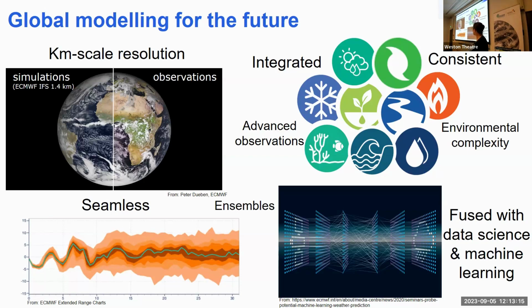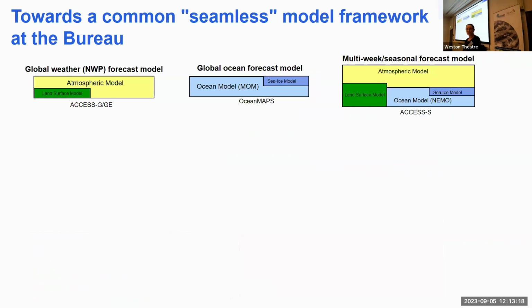But to step back now to where we're at the Bureau for our global modelling. So we have three global forecast systems. For our weather forecasts, we use ACCESS-G or G for ensemble. For our ocean forecasts, we use ocean maps. And for our seasonal forecast, we use ACCESS-S. But as you can see, ocean maps and ACCESS-S use different ocean models. And our NWP and our seasonal forecasts use slightly different versions of the atmospheric model. And we're also quite far behind the Met Office in those operational configurations.